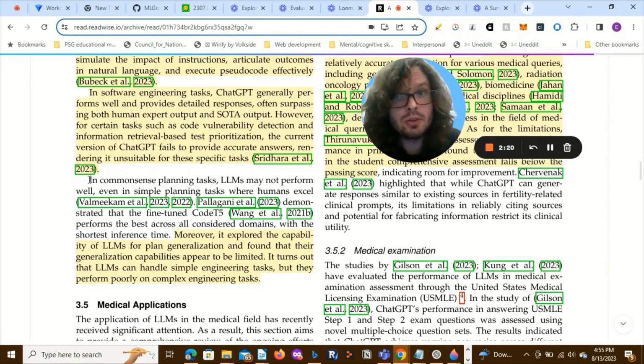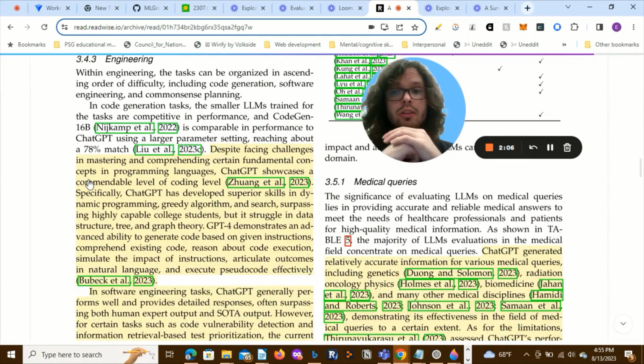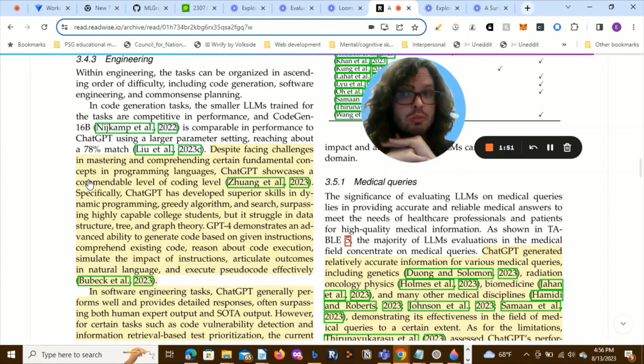And it also has certain other weaknesses when it comes to the full life cycle of code, such as the fact that they struggle with code vulnerability detection. And while they are very good with dynamic programming and greedy algorithms and search algorithms, they do not do nearly as well with data structure problems, working with trees, and working with graph theory and graph algorithms.